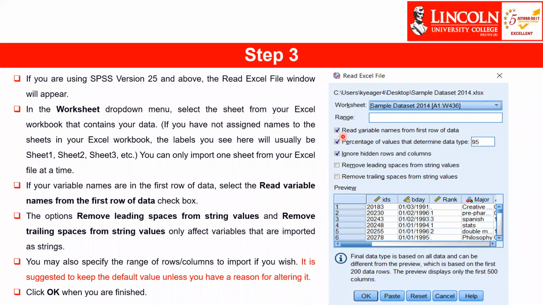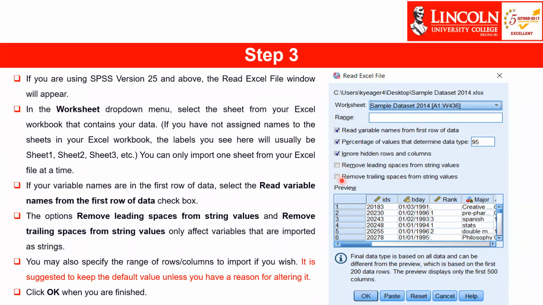Now, the options Remove leading spaces from string values and Remove trailing spaces from string values only affect variables that are imported as strings. So sometimes while entering the values, you mistakenly enter some blank spaces. In that case, you may use these options to trim out those blank spaces. That's the function of this, just to format and to ensure that no hidden character is added to your data.